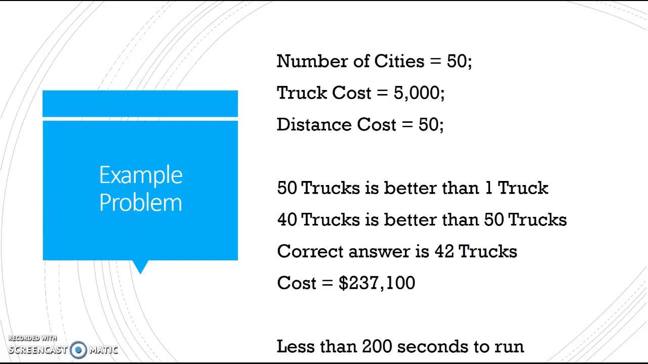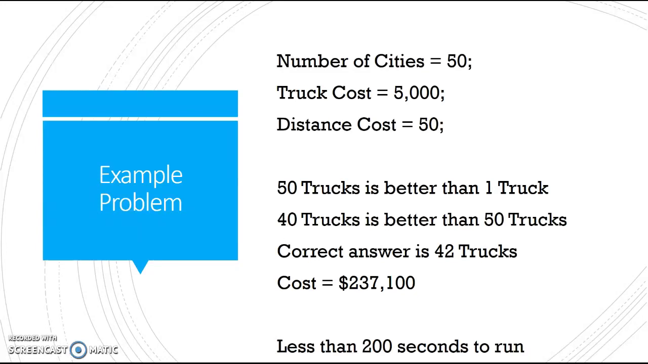Since not everyone is super familiar with coding, we decided to have an example problem. This might help the end user understand a little bit better what we're doing. So if we assigned the number of cities to be 50 and our truck cost, let's say, was $5,000 and the distance was $50 per mile, let's say, our code would start testing with just one truck.